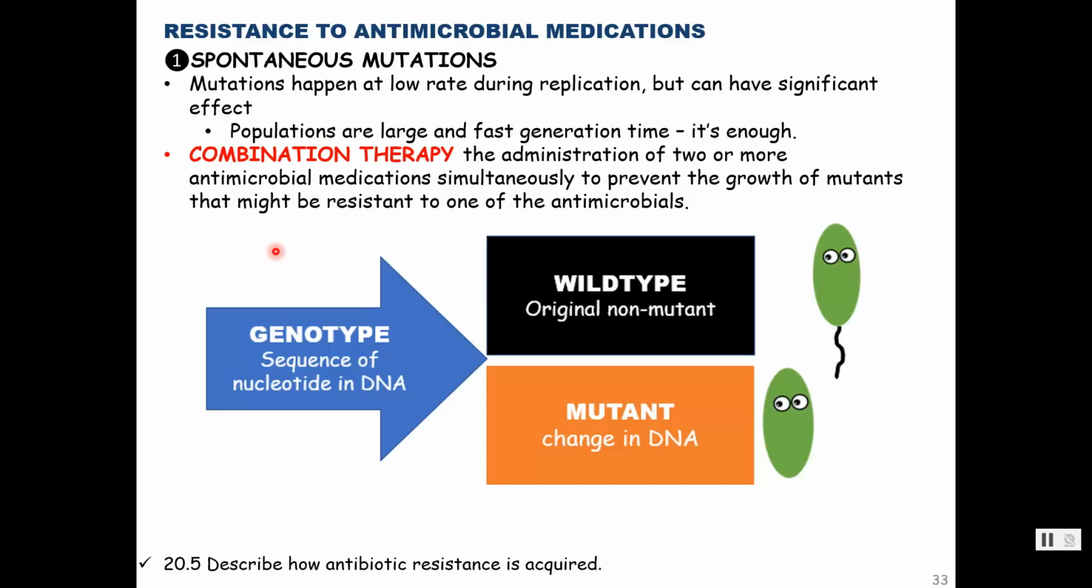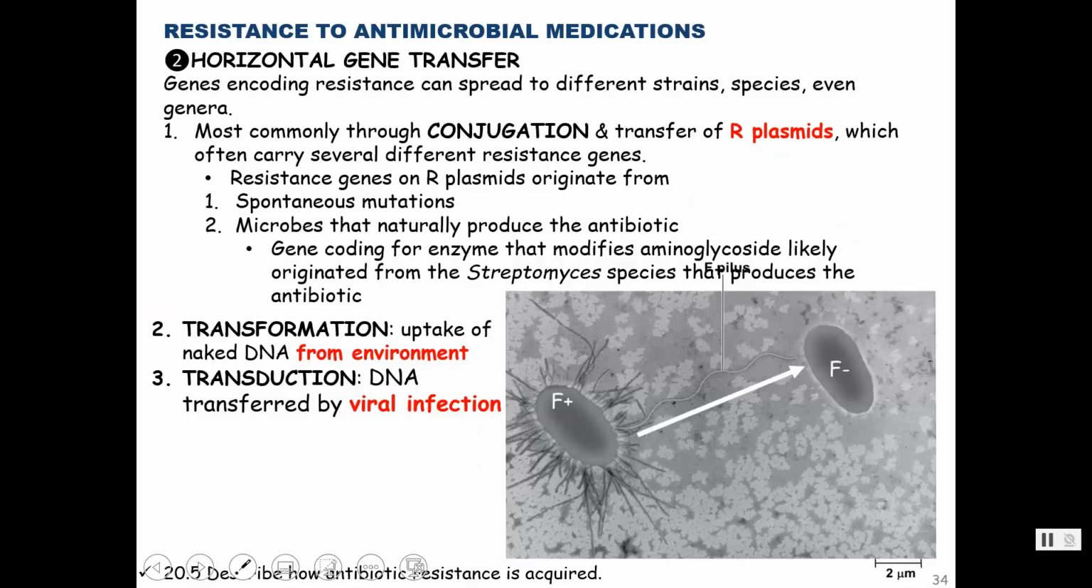This is the reason a lot of diseases are now being treated by combination therapy. Two or more antimicrobial medications simultaneously prevent the growth of mutants that might be resistant to one of the antimicrobials. The odds of getting two random mutations at the same time that make you resistant to two or more antibiotics is really, really low. That's why combination therapy is a good idea, in particular when strains are becoming more resistant.